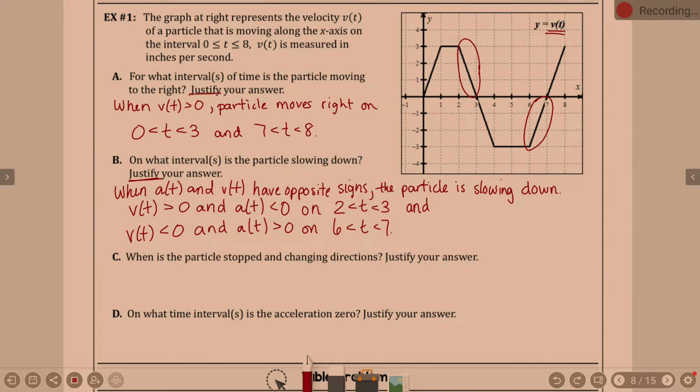Again, far from the only way to explain. And I kind of like the whole idea of the graph is decreasing above the x-axis or increasing below the x-axis. That works well too. I'm going to get those pieces off my graph, maybe. Okay, C. When is the particle stopped and changing directions? Again, love saying this. Justify your answer.